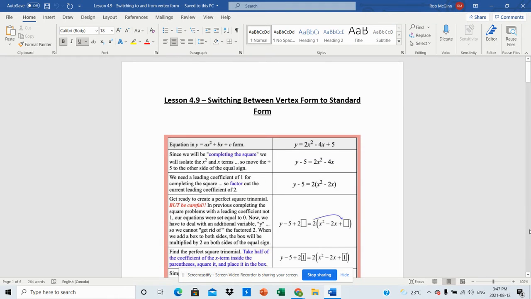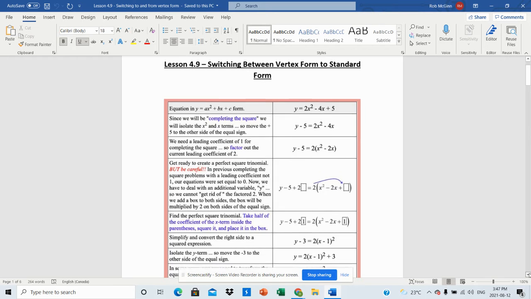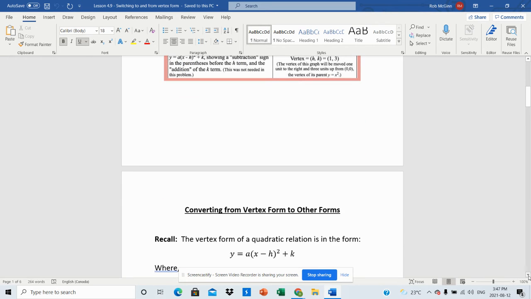Welcome to lesson 4.9, which is the last lesson in unit 4. And this lesson is going to be about switching between the vertex form and the standard form of the quadratic relation. So here's a good example that you can go through on your own. But we're going to get started. We're going to start by looking at converting from vertex form to standard form.